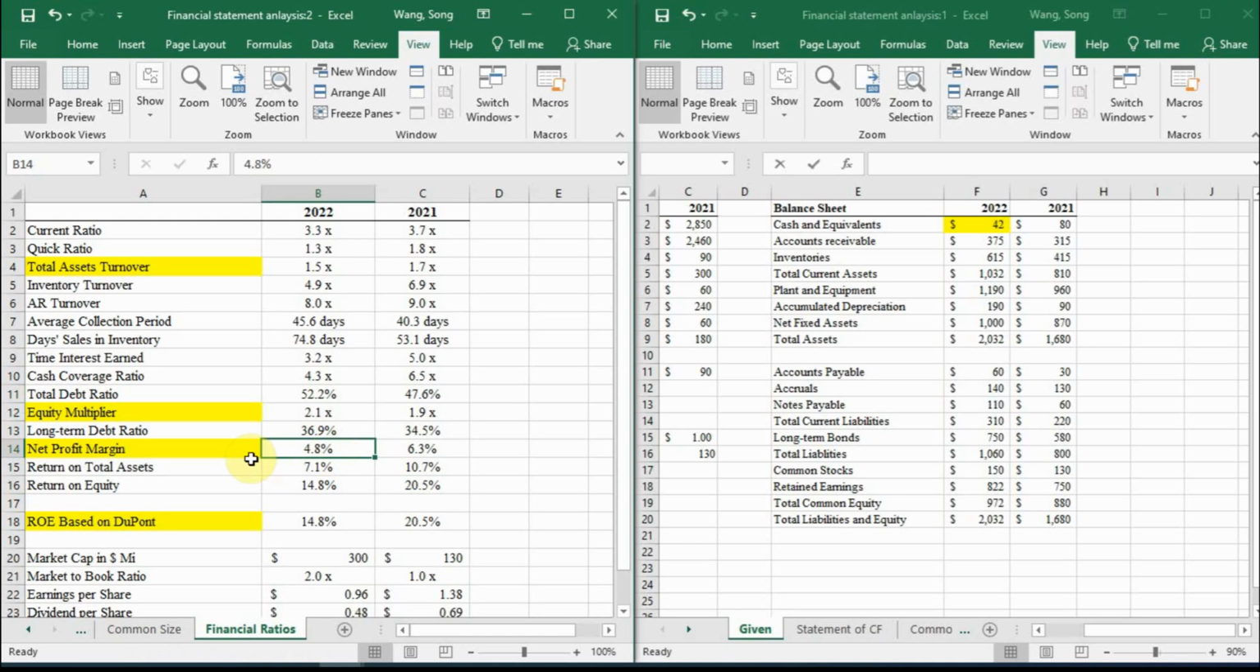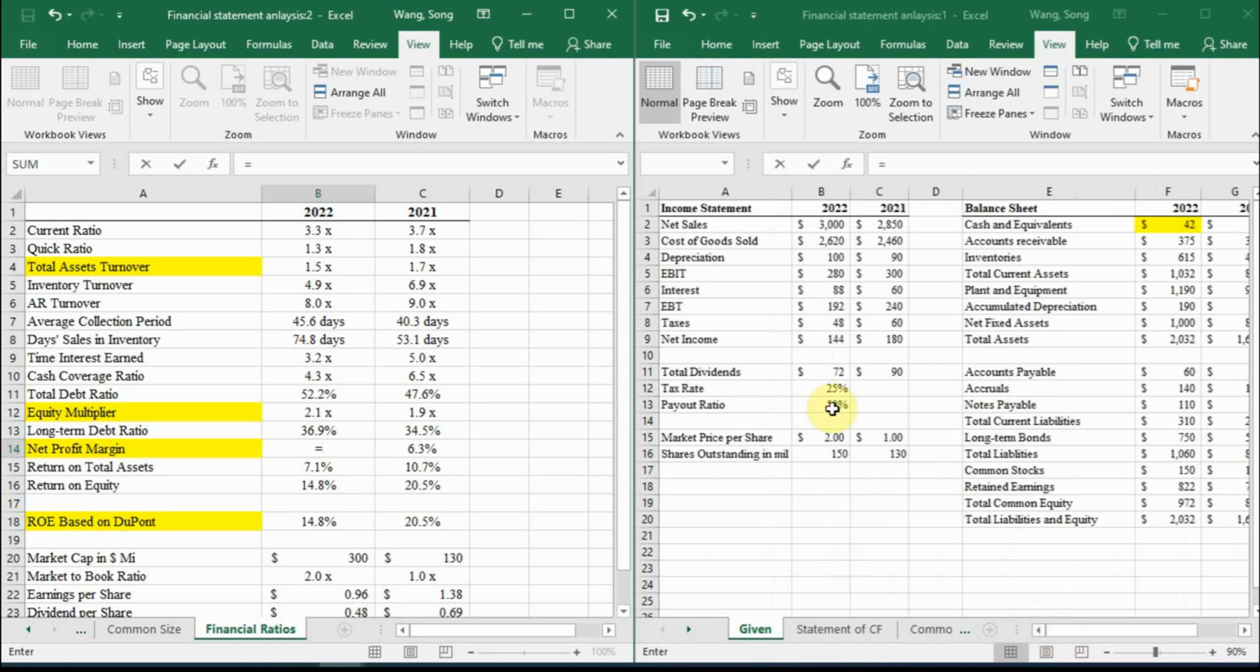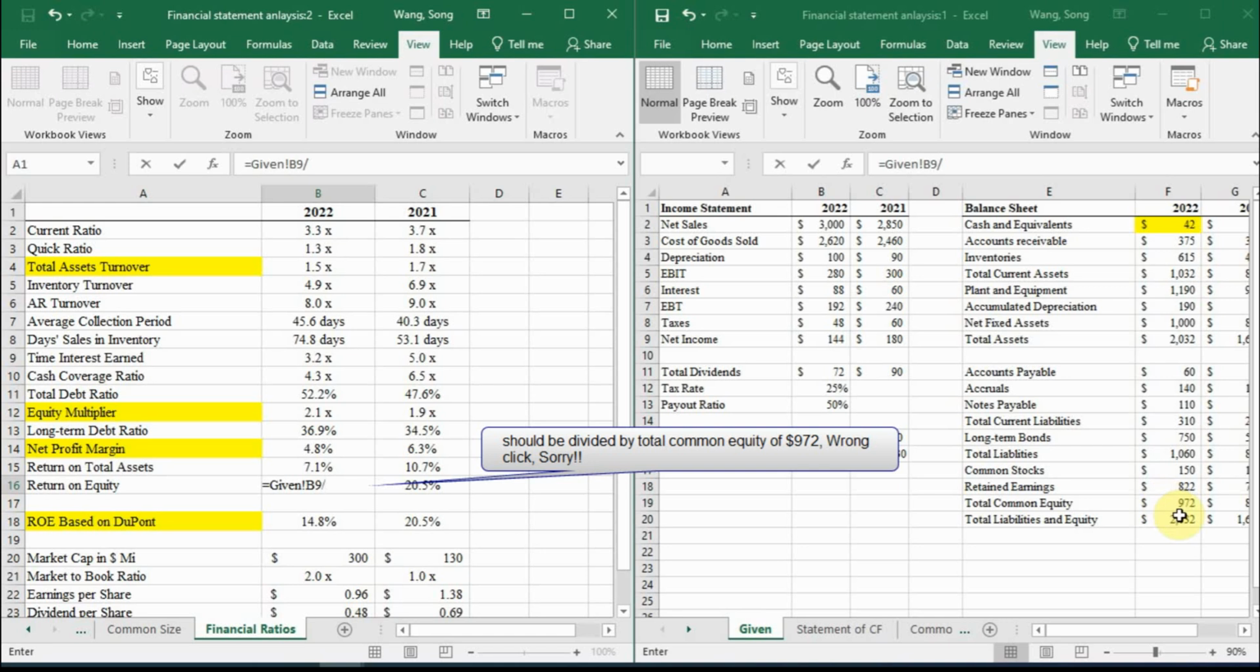And you also have a group of profitability ratios. The first one is net profit margin, and you're gonna use the numbers from income statement. In particular, it is net income divided by net sales. And a return on assets would be the net income divided by total assets on the balance sheet. And the return on equity is net income divided by total liabilities and equity on the balance sheet.